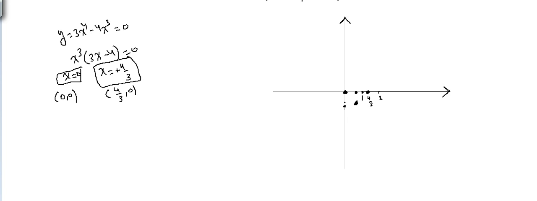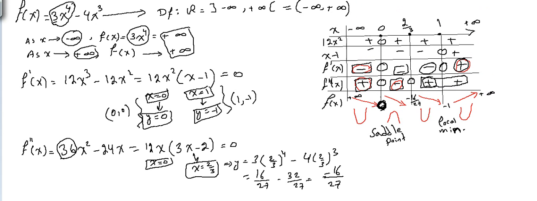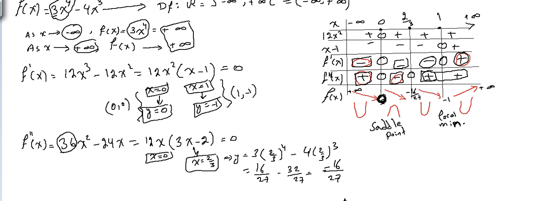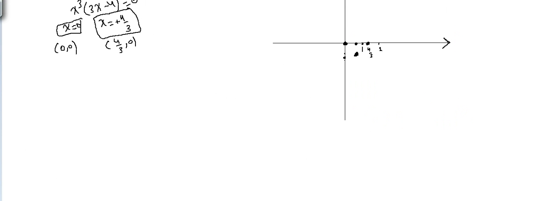What else do we have? This is a point of inflection also, right? What else do we have? Maximum point, I guess. Sorry, a minimum point, local minimum. It was abscissa 1, ordinate minus 1, so it's here.